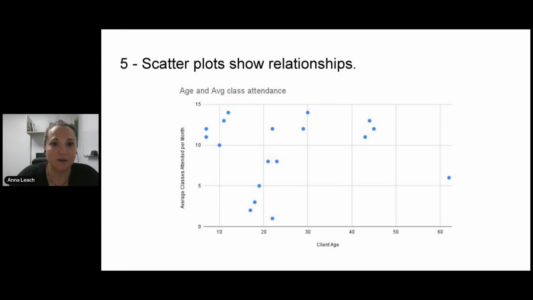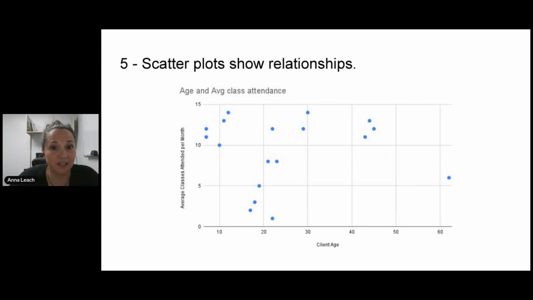So what I'm seeing here in this scatter plot, for example, is that my students that are in this 7 to 12 age range right here are attending class a lot. But my 20-year-old clients have a lot of variability. My clients that are in their 40s are also attending class a lot. And then I have an outlier here with a 62-year-old client.